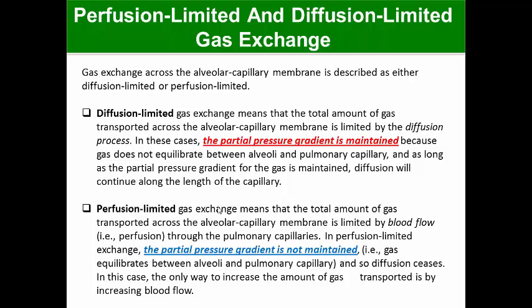In such a case, the partial pressure gradient is not maintained. Why? Because the gas gets equilibrated between the alveoli and the pulmonary capillaries. So diffusion stops because there is no more pressure gradient. Why? Because the gas equilibrates somewhere along the pulmonary capillaries. So now the only way to increase the amount of the gas which is transported across the respiratory membrane is to increase the pulmonary blood flow.